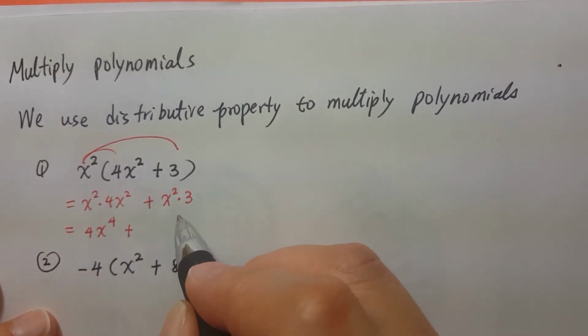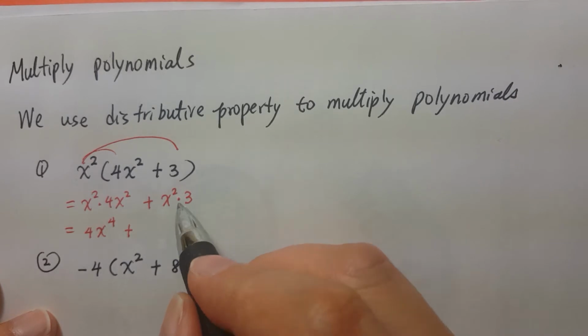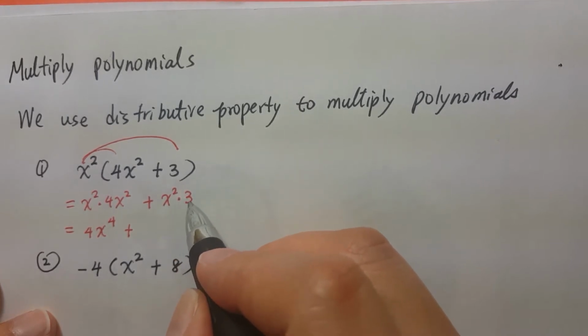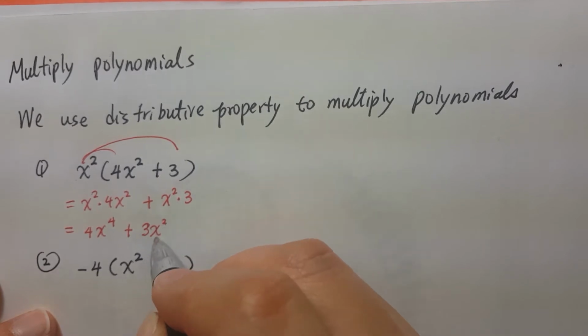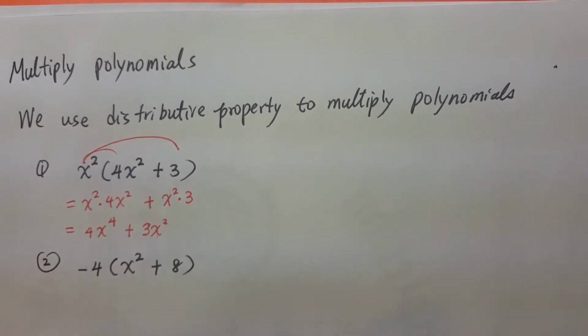Now the addition stays the same. x squared times 3, because it's only one x squared and only one number, 3, so therefore it becomes 3x squared. We just change the order. Now we finish question number 1.